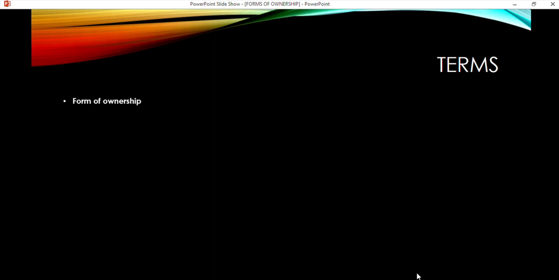Okay, so let's start with the terminology. First one, form of ownership. A form of ownership is the legal position of the business and the way it is owned. Okay, so you need to understand this is the legal position. Who owns it, who's responsible, who gets the profit.